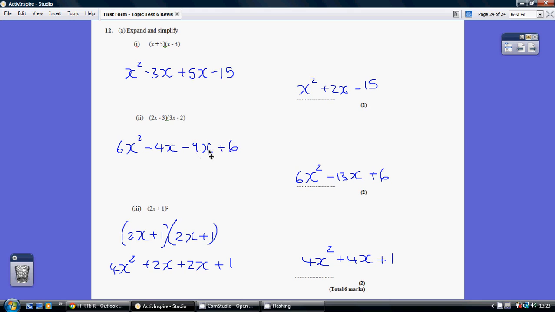Now we can gather together these middle two terms. Minus 4x taking away a further 9x is minus 13x. So our final answer, 6x squared minus 13x plus 6.